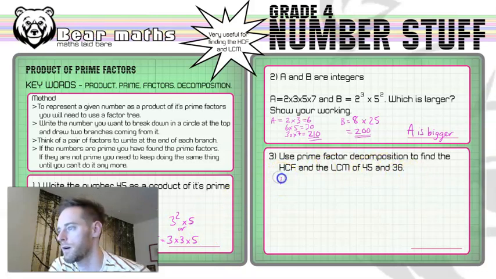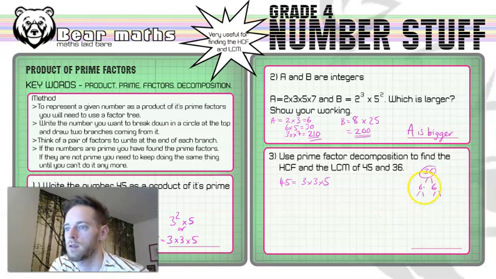So I know that 45 is equal to 3 times 3 times 5. Okay, and I want to work out 36. So I'm going to do 36 in the circle at the top, and I'm going to do 6 times 6. Then I can break those down further, and that's going to be 2 times 3 and 2 times 3. I know 2 is prime and 3 is prime, so I'm going to circle all of those. Now I'm going to write that down here. 36 is equal to 2 times 2 times 3 times 3. We tend to write the answer in ascending order.